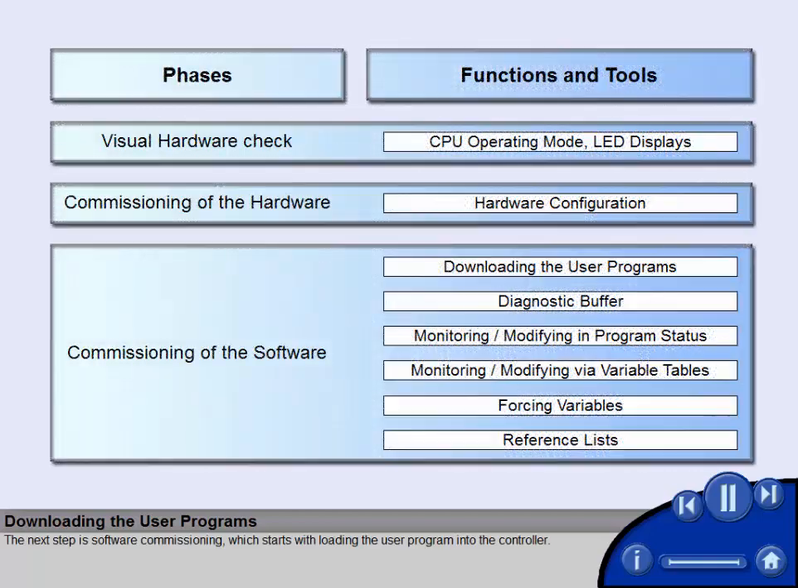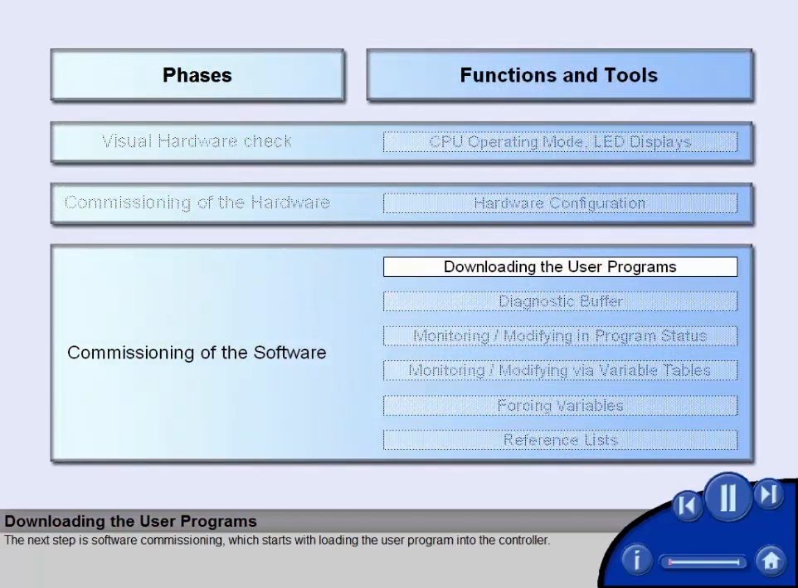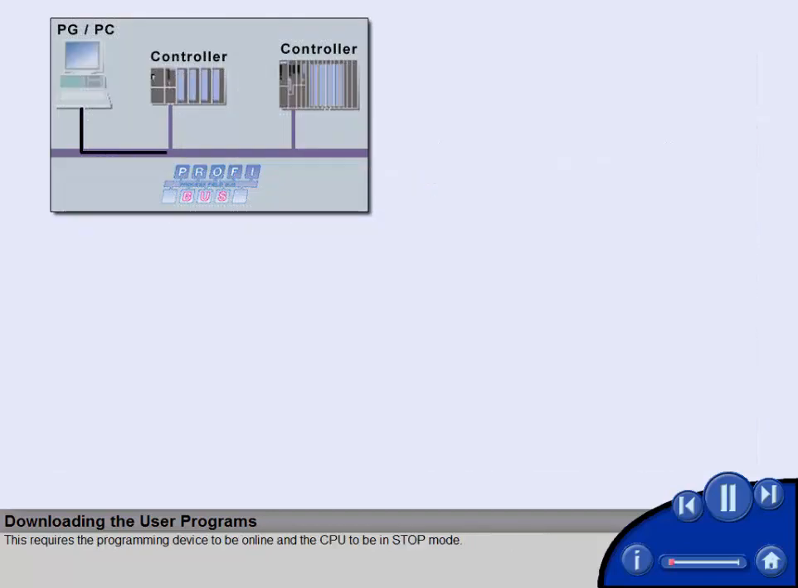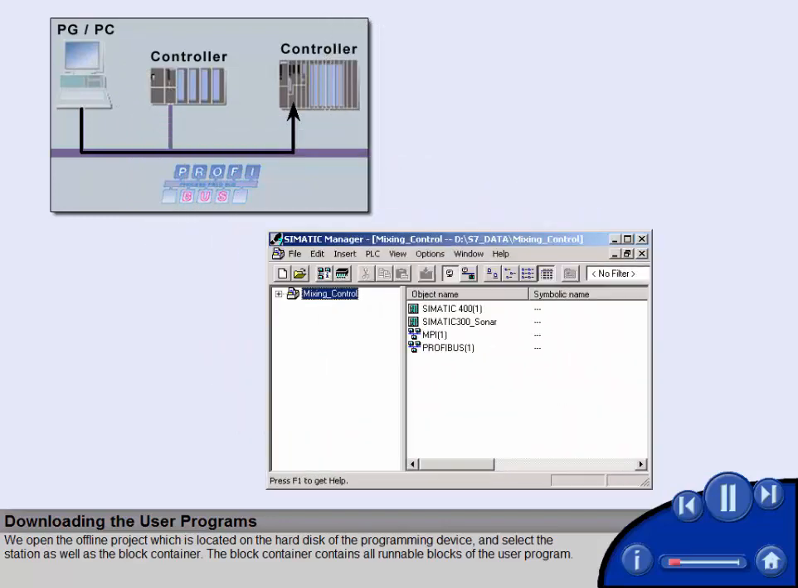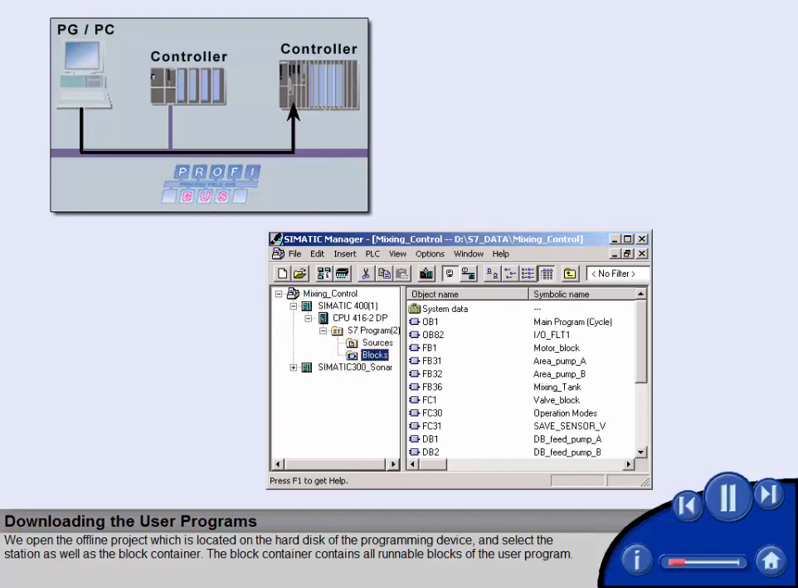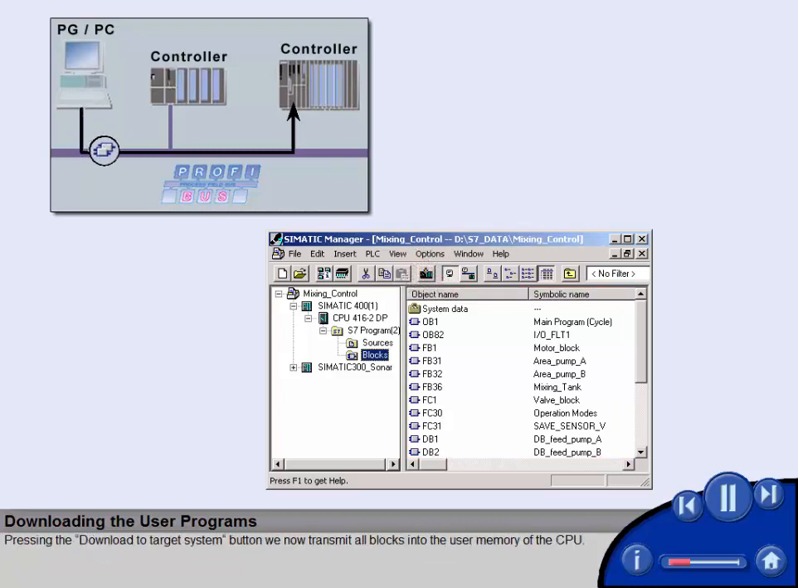The next step is software commissioning, which starts with loading the user program into the controller. This requires the programming device to be online and the CPU to be in stop mode. We open the offline project, which is located on the hard disk of the programming device, and select the station as well as the block container. The block container contains all runnable blocks of the user program. Pressing the Download to Target System button, we now transmit all blocks into the user memory of the CPU.